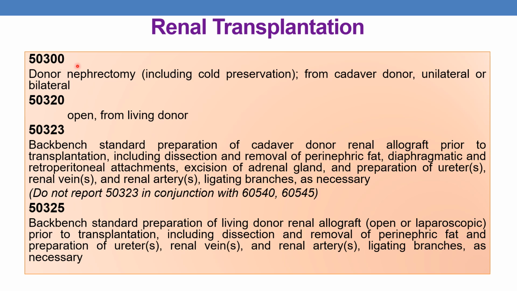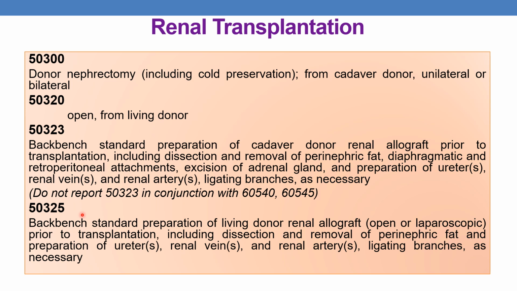The first CPT is 50300. Donor nephrectomy, including cold preservation from cadaver donor, unilateral or bilateral. The next is 50320. Donor nephrectomy open from living donor. The next is 50323. Backbench standard preparation of cadaver donor renal allograft prior to transplantation, including dissection and removal of perinephric fat, diaphragmatic and retroperitoneal attachments, excision of adrenal gland, and preparation of ureter, renal veins and renal arteries, ligating branches as necessary. And do not report 50323 in conjunction with 60540 and 60545.